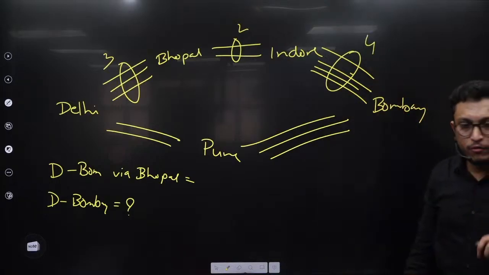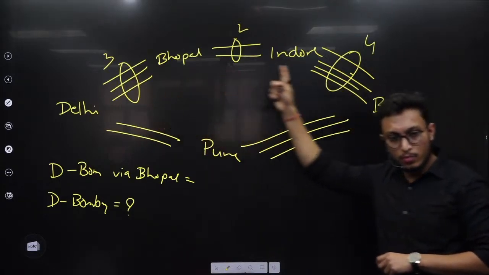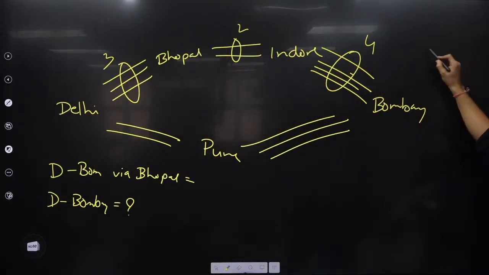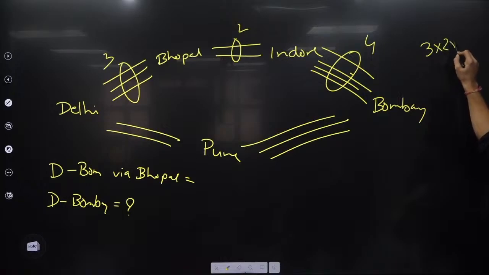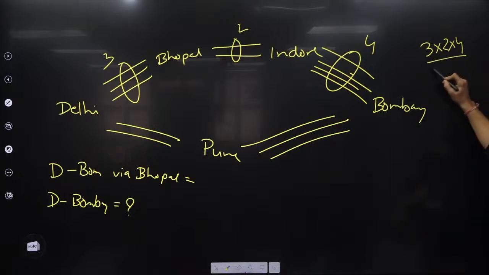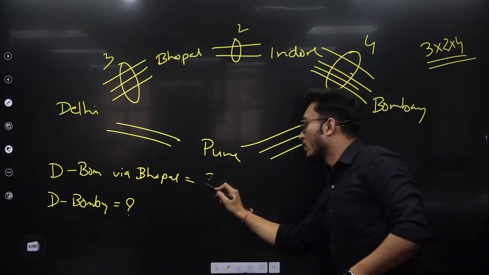So if I want to go from Delhi to Bombay via Bhopal, I'll have to go by this route. So in total I have 3 cross 2 cross 4. बार बार बोलना तो नहीं पड़ेगा, and और चिल है. So in total this many, कितना हो गया 24.